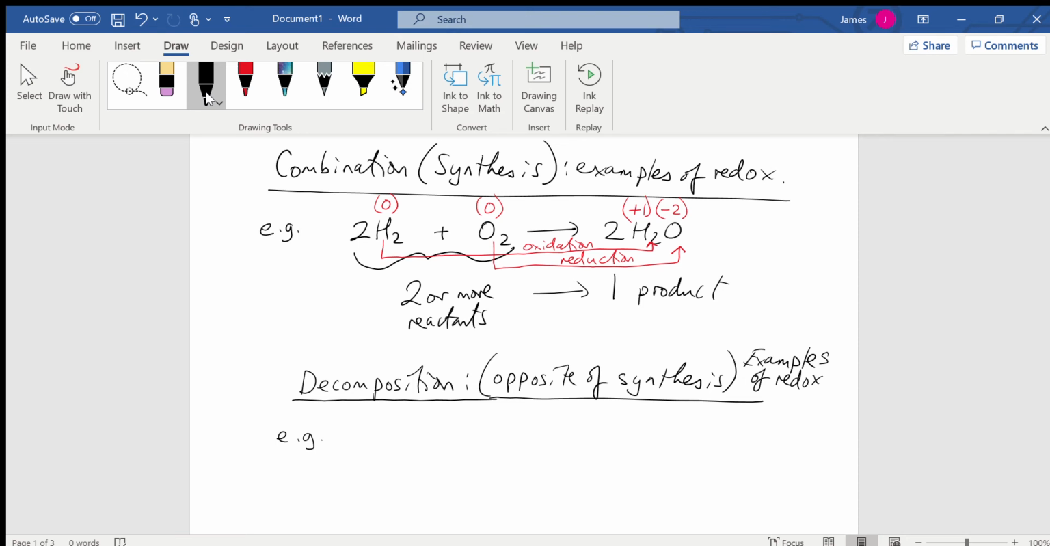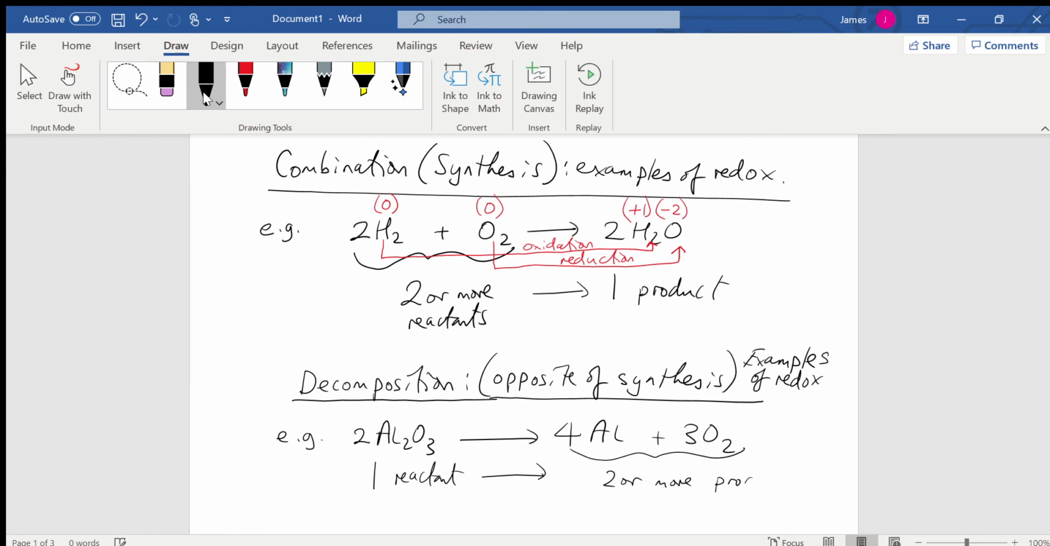Okay, so an example I'll share with you is 2Al2O3. This will decompose to give 4 individual aluminum atoms and 3 lots of O2. So again, you can see we've got fewer things here, fewer reactants giving more abundant products. So one reactant to give 2 or more products. Obviously, if I just wrote this backwards, that would be decomposition also.